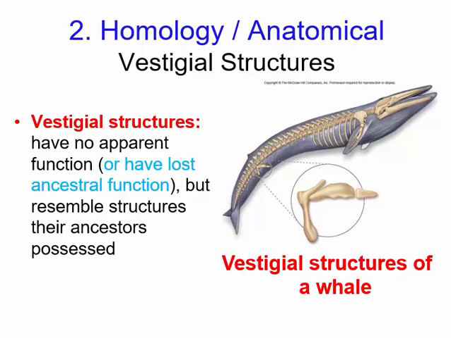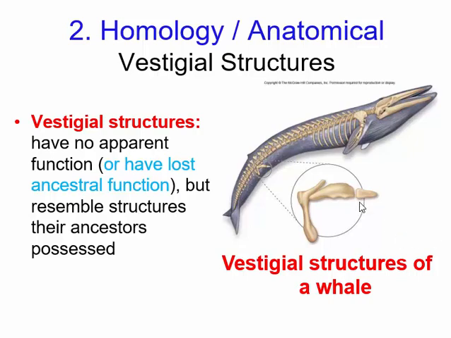Another kind of structure that we might see when we're thinking about homology are vestigial structures. And this is always a student favorite. Vestigial structures have no apparent function. And that's critical, that idea of apparent, because what's really happening here, what's more important, is that they've lost their ancestral function. Maybe they do have some function, but they've lost their ancestral function.